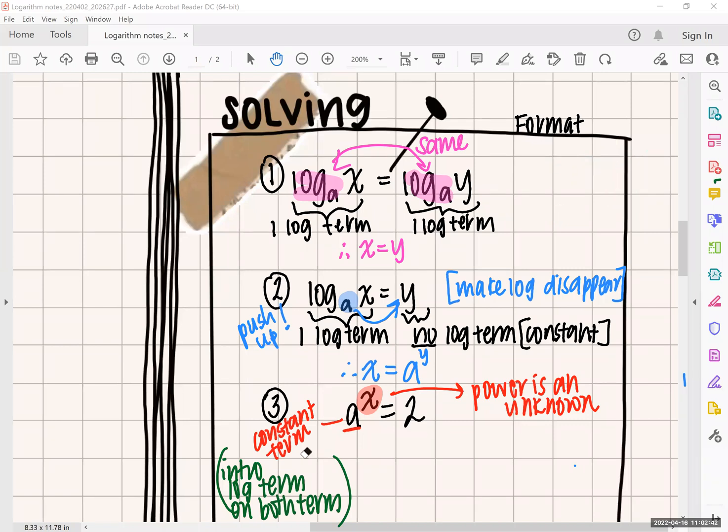Now, let's go to here. Introduce log term on both, sorry, not both terms, both sides. Now, what do I mean by that? Ready? When you introduce, you need to introduce the right way. So when I introduce, it's introduced like that: lg a^x is equal to lg again. Always introduce in front first. Equal to 2.